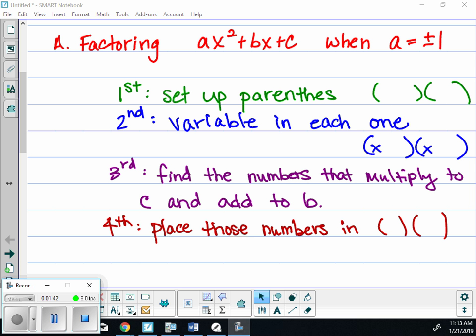Your third step is to find the numbers. You are looking for two numbers that multiply to c, the number that doesn't have any x's, and add to b, the number in front of x. Once you find those two numbers, which is probably the trickiest part of this whole thing, you place the numbers into the parentheses with your variables and you have your factorization.